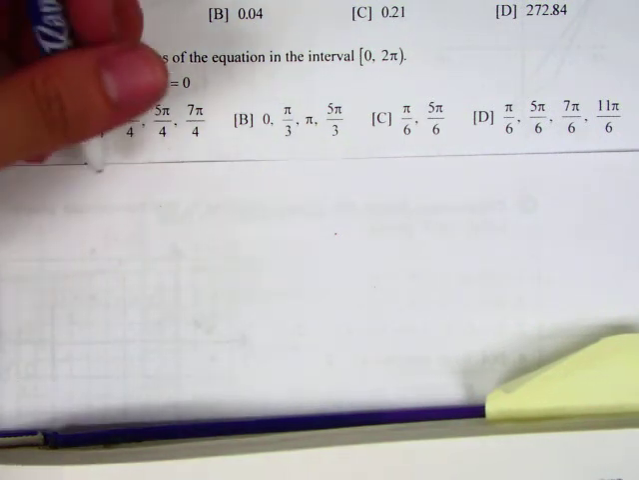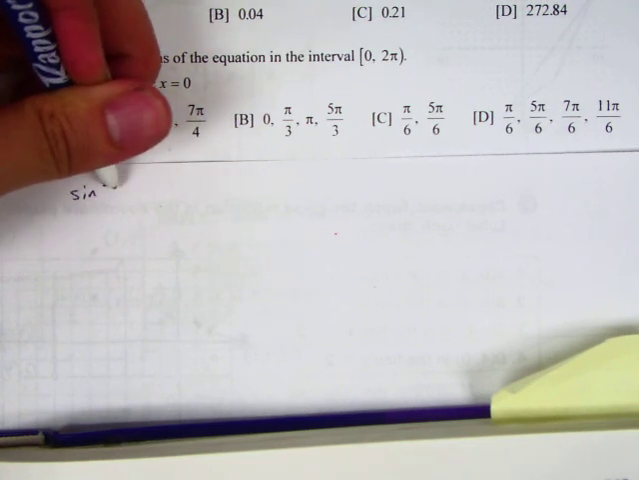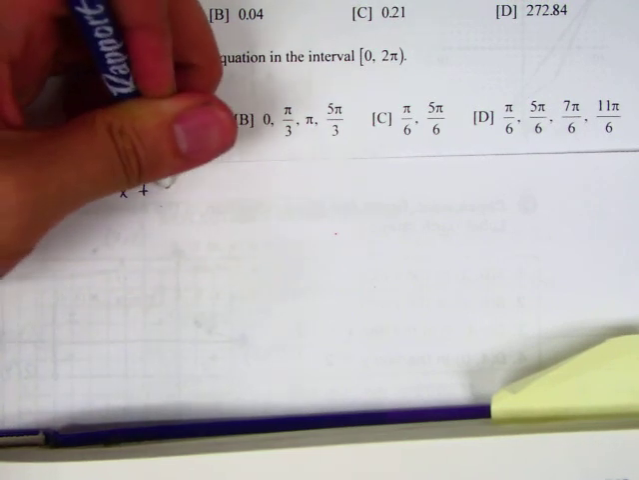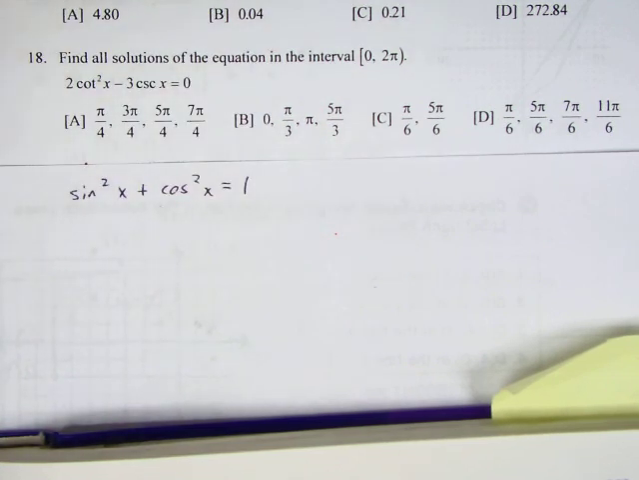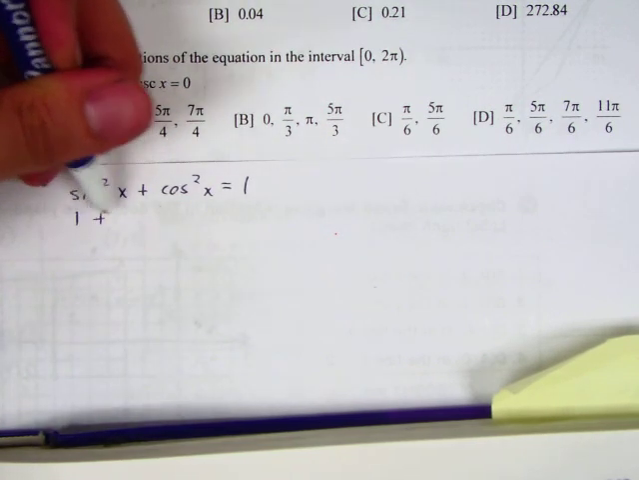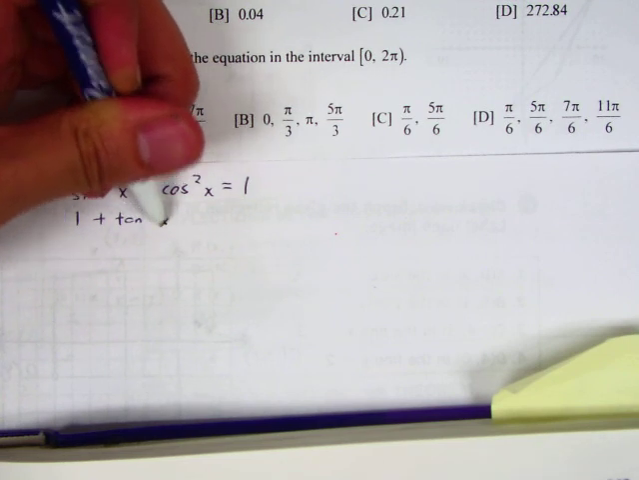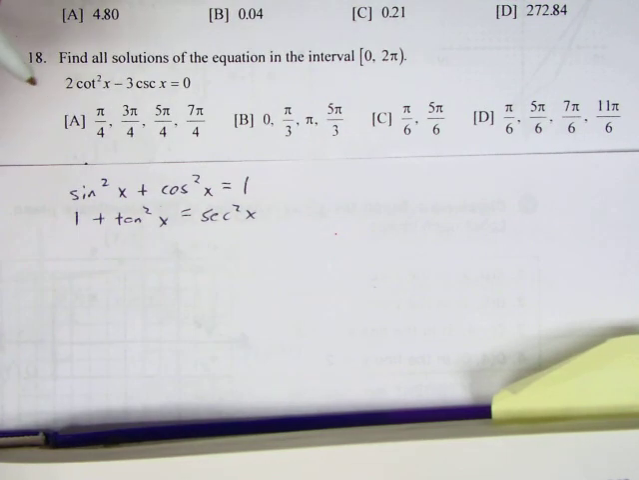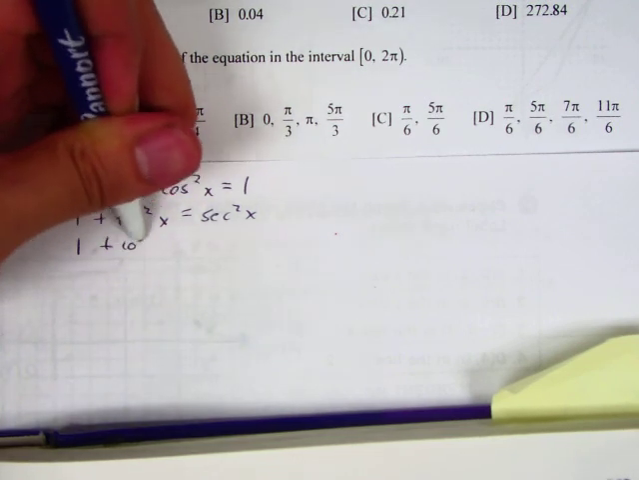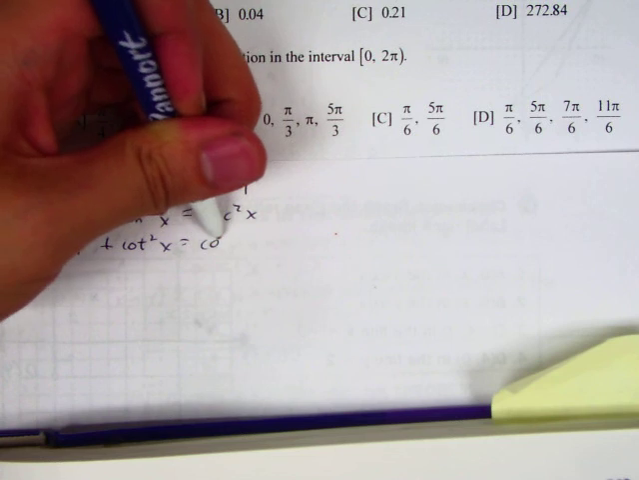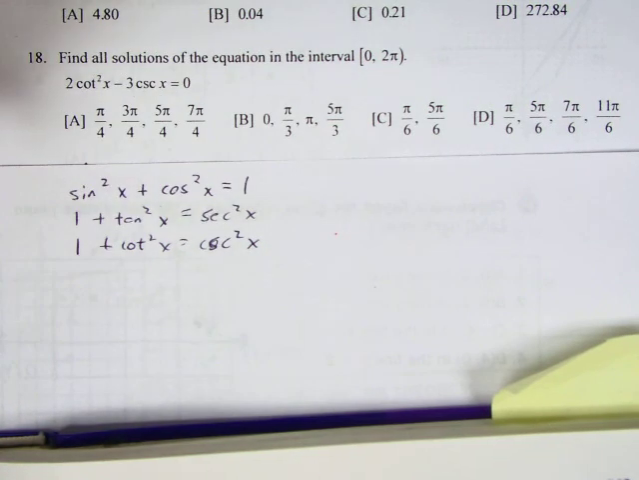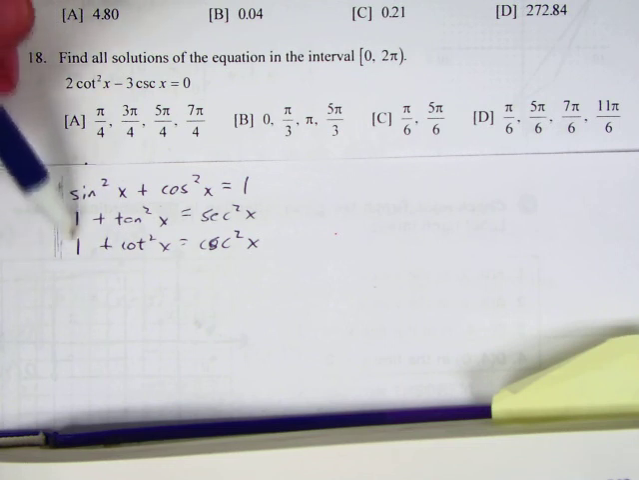You've got to remember these for your test tomorrow, or on Tuesday. Sine squared plus cosine squared equals 1. 1 plus tangent squared equals secant squared. And then 1 plus cotangent squared equals cosecant squared. So what we're going to use is that third one to solve this. You've got to remember these three. The first one you've probably seen enough. That's very common, but you have to remember these other two.